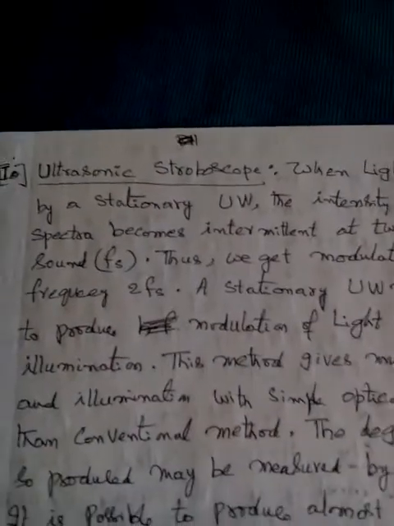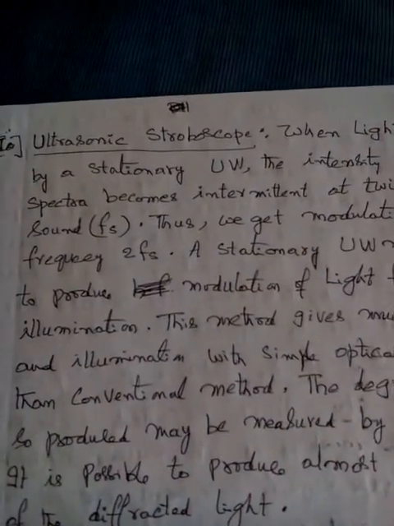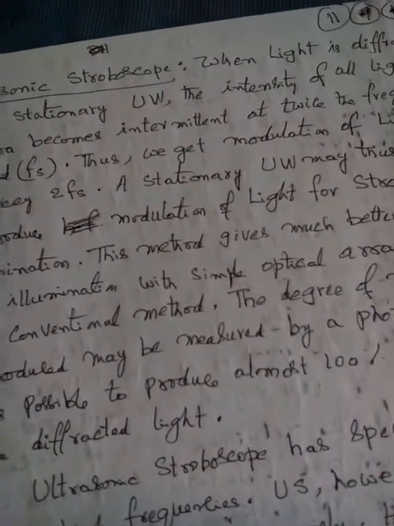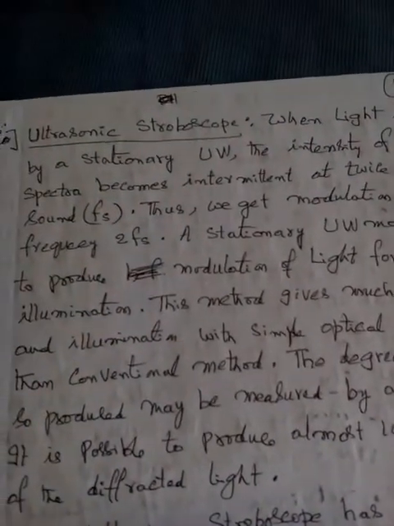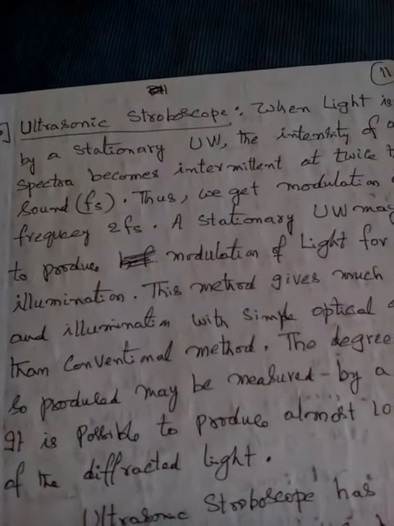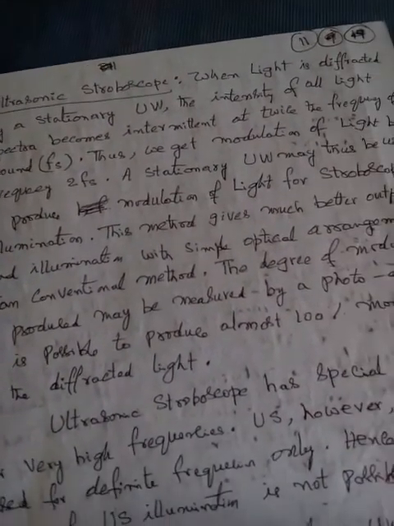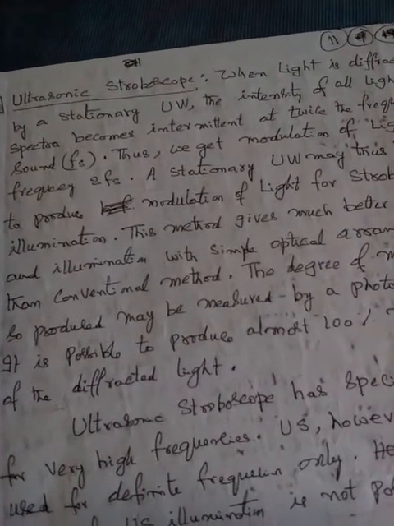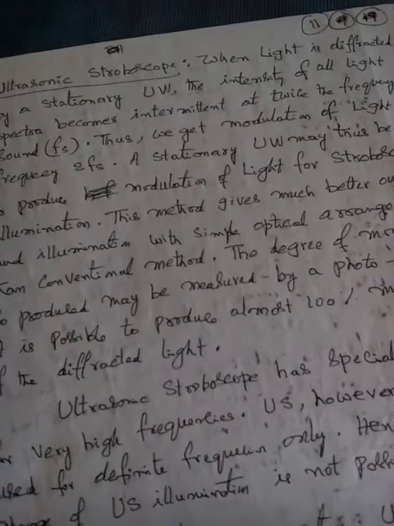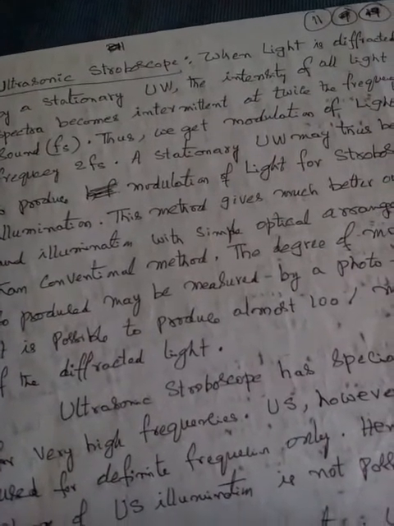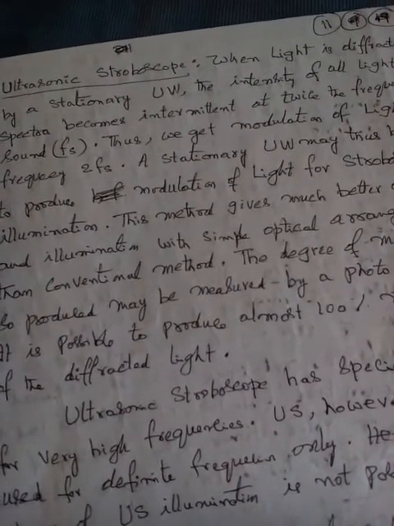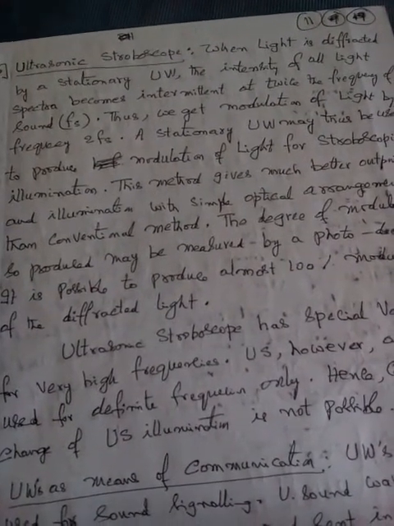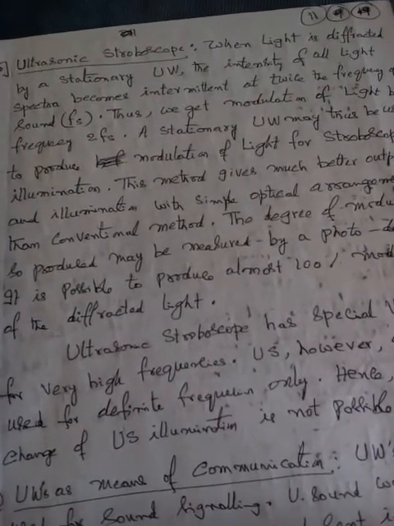Then we have another very important application of ultrasonic waves: the ultrasonic stroboscope. When light is diffracted by a stationary ultrasonic wave, the intensity of all light spectra becomes intermediate at twice the frequency. Thus, we get modulation of light by a frequency of 2fs, where fs is of course the ultrasonic frequency. A stationary ultrasonic wave is thus used to produce modulation of light for stroboscopic illumination.